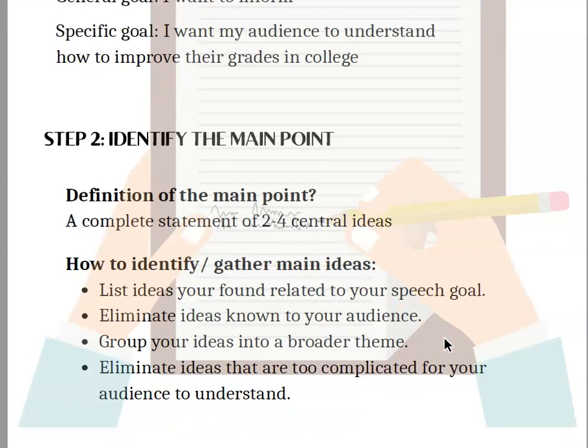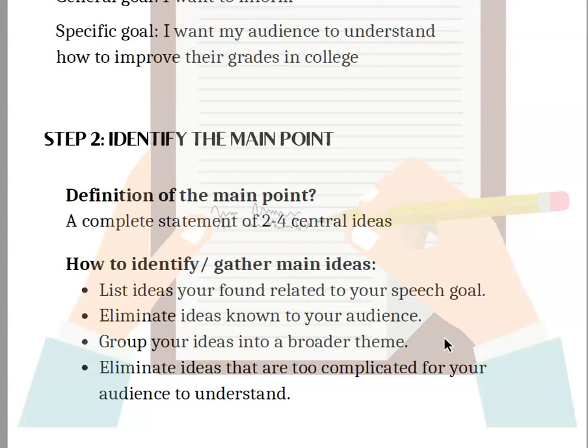identify the main point. So what is a main point? A main point is basically a statement that consists of 2 to 4 central ideas. So how do you find main ideas? You can go through by reading and collecting information through research or even your own ideas, okay? So what you do is you list down the ideas related to the speech goal, and then go through the list once again and see which are the ideas that you think are too simple for your audience.